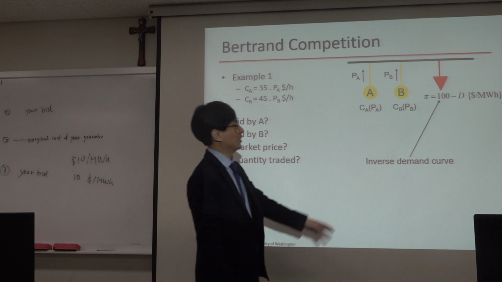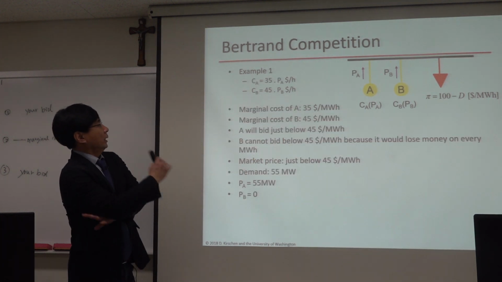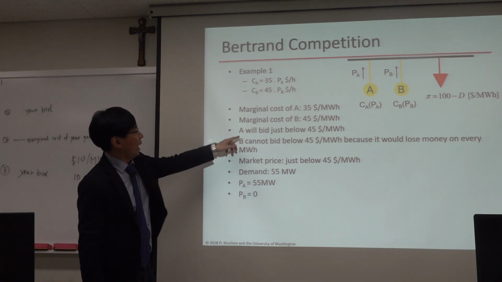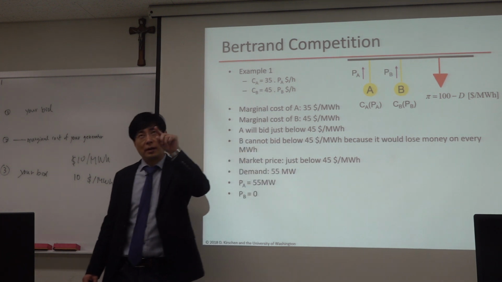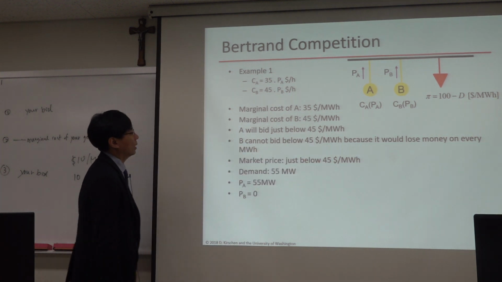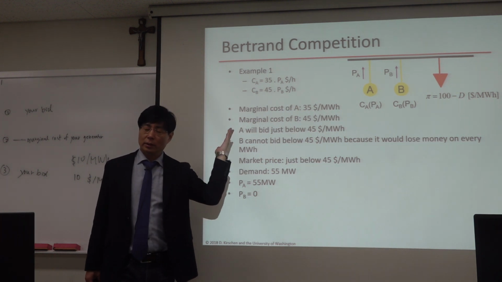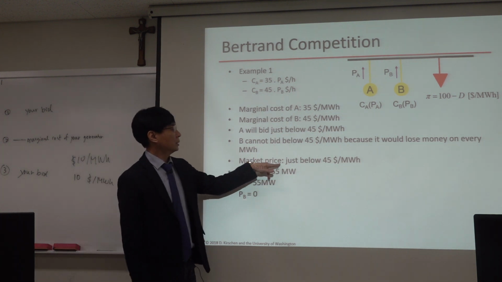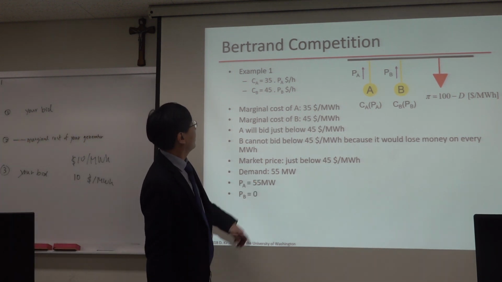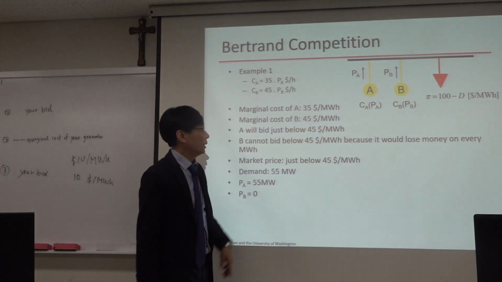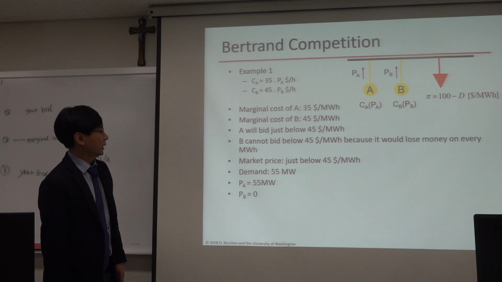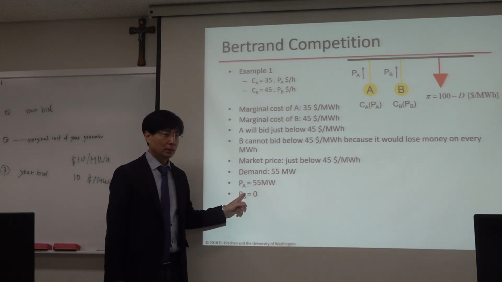Anyway, so we have this inverse demand curve. Marginal cost of firm A is $35, marginal cost of B is $45. So A will bid just below $45, for example 45 minus 1 cent, and B cannot bid below $45 because it would lose money on every megawatt hour. So in this imperfect competition, the market price is just below $45, $44.99 per megawatt hour. Using the inverse demand curve, demand is 55, and firm A takes all the volume. Firm B takes 0.